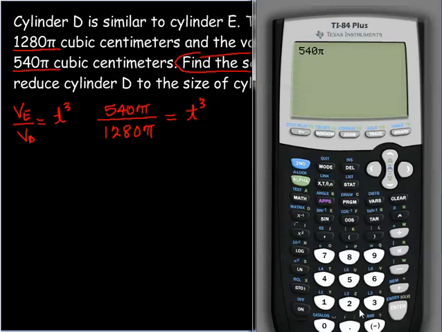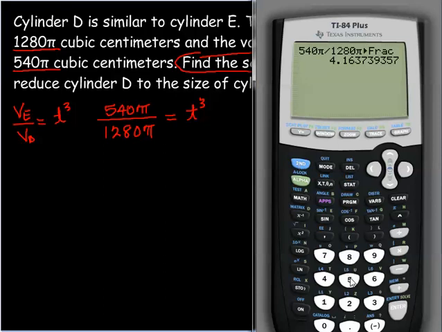Okay, 540 pi divided by 1280 pi. And then I'm going to push math. Notice number 1 says fraction or frac. That means fraction. I'm going to push enter, and I'm going to push it twice. That gives me what the decimal value looks like, and that's not what I wanted.